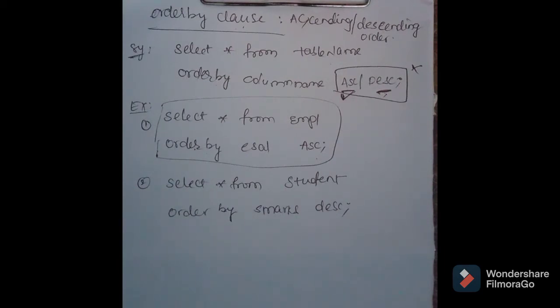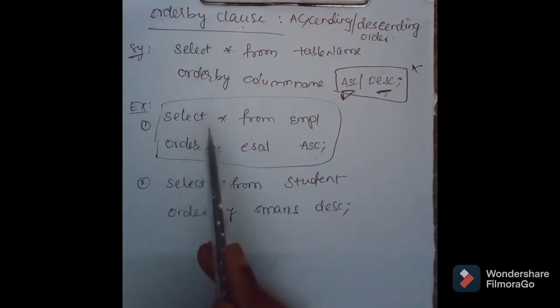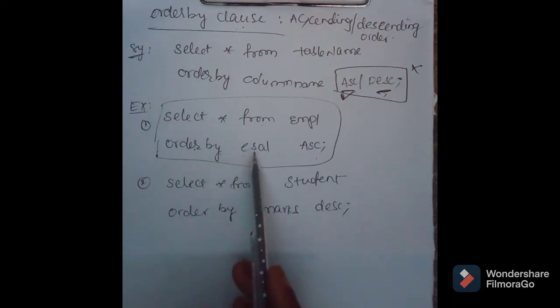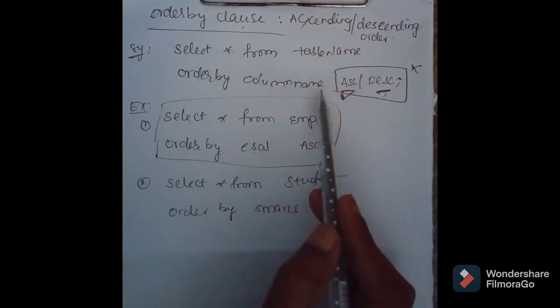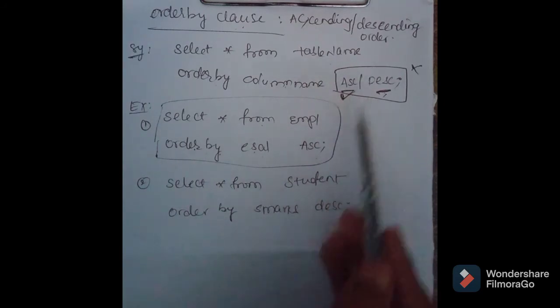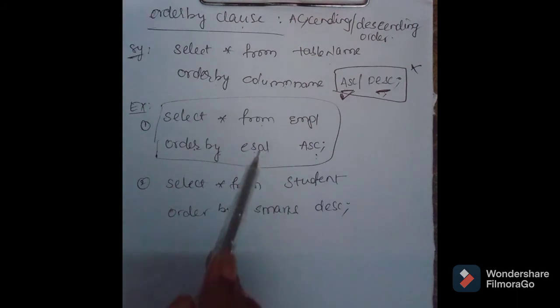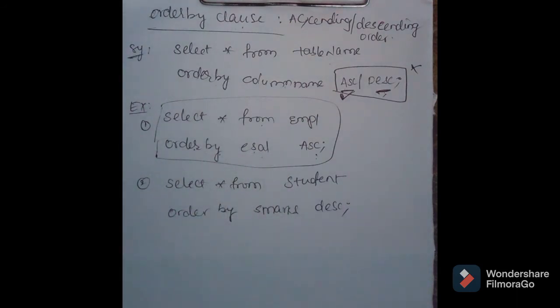Right? Now, here you have a query. Select star from employee 1, order by employee salary. So the column name is employee salary, and then ascending or descending order. Now I am taking ascending order. What will happen? The employee table will be displayed to you in the result set in increasing order of salaries.